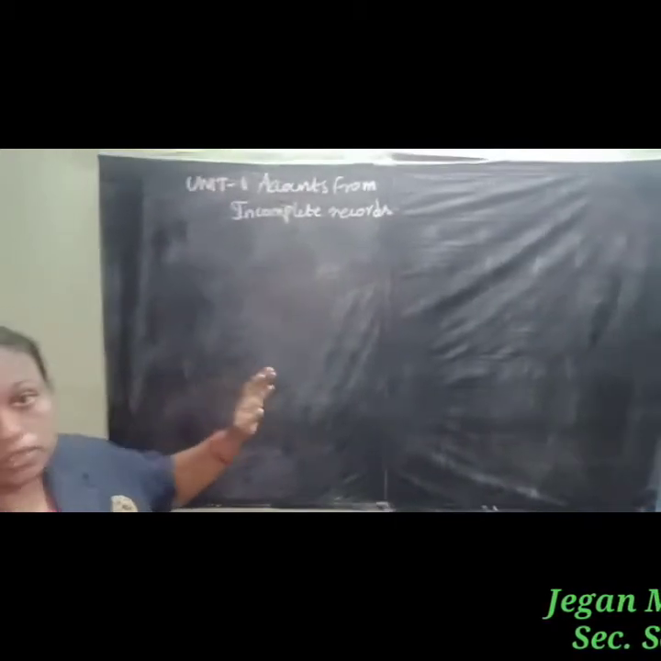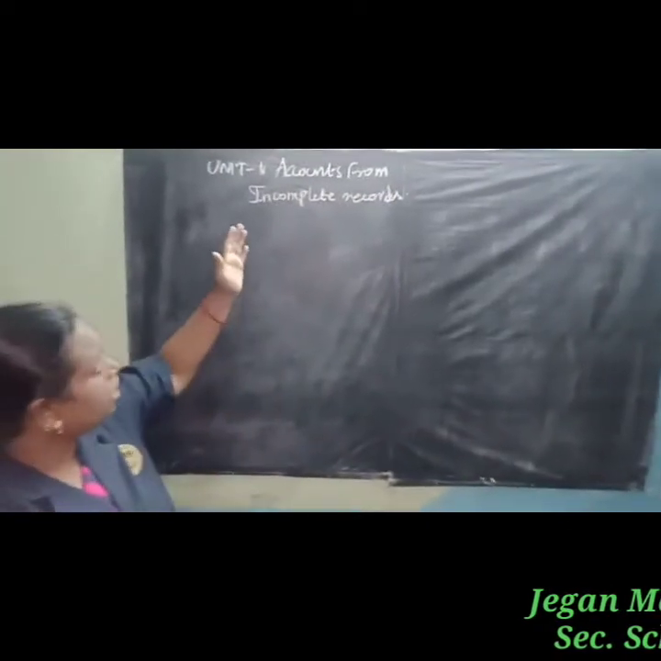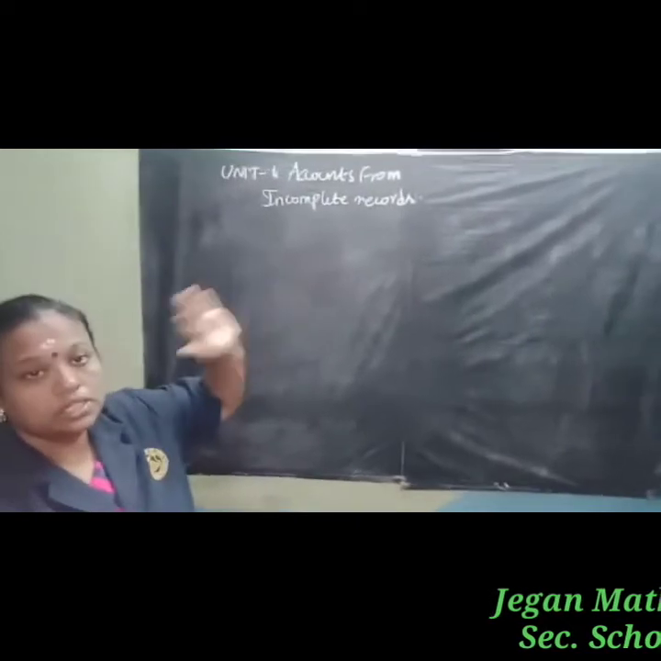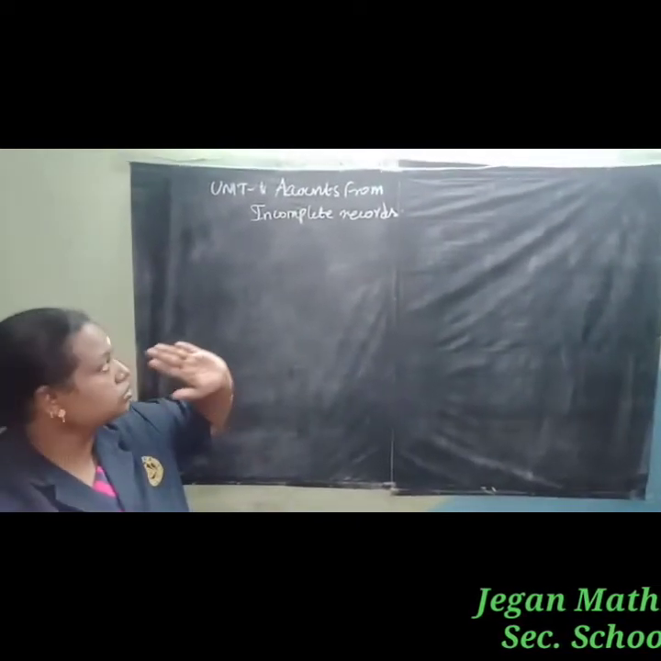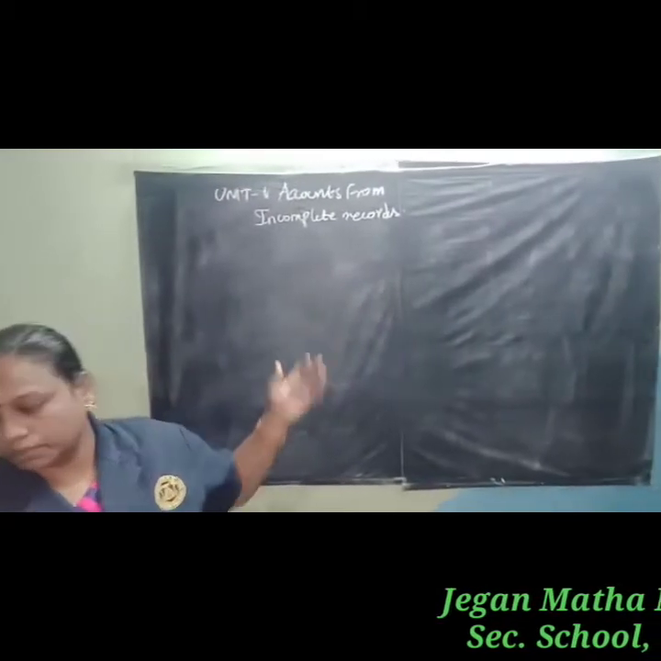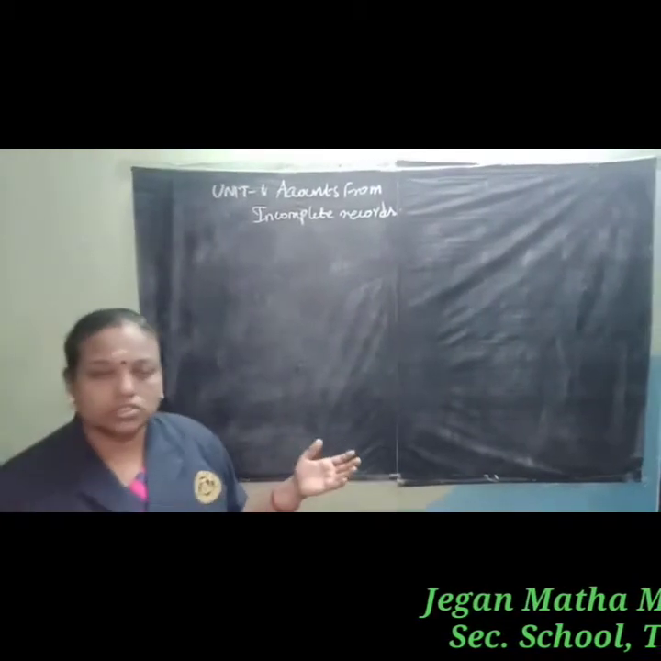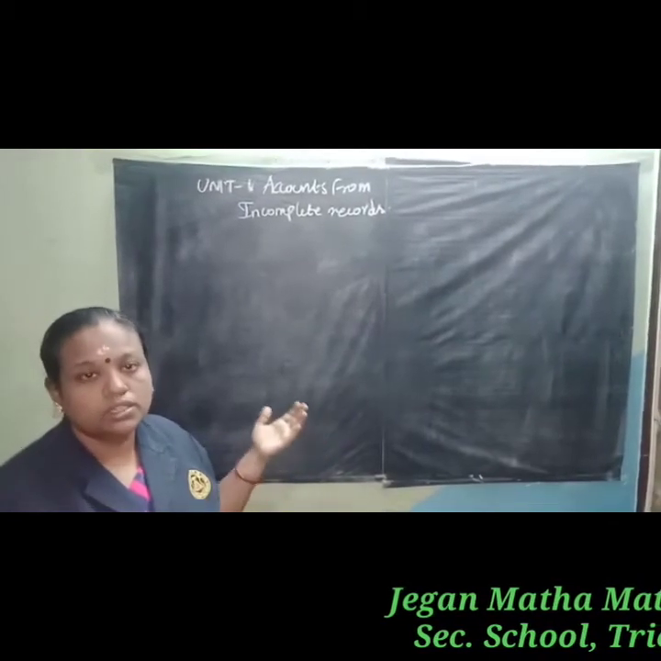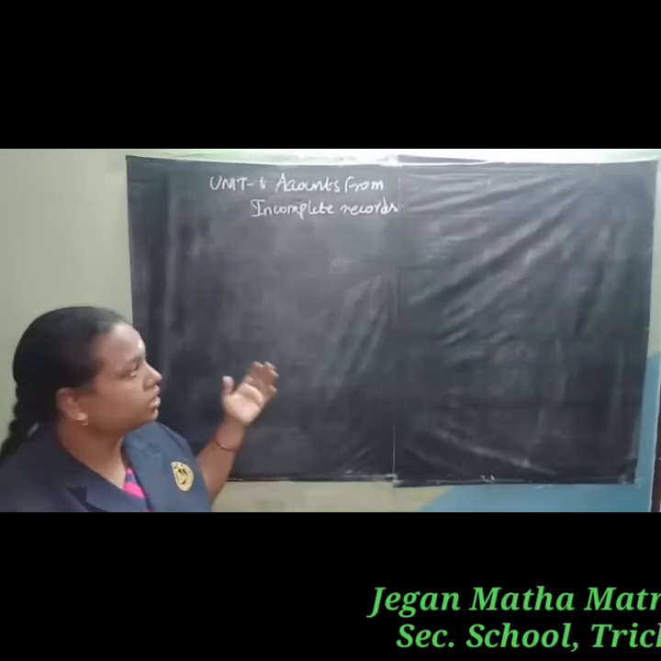So in this video we are going to discuss Unit 1, accounts from incomplete records. Already we discussed the meaning of incomplete records. So once again, what is meant by incomplete records? When accounting records are not strictly maintained in the double entry system, these records are called incomplete records.